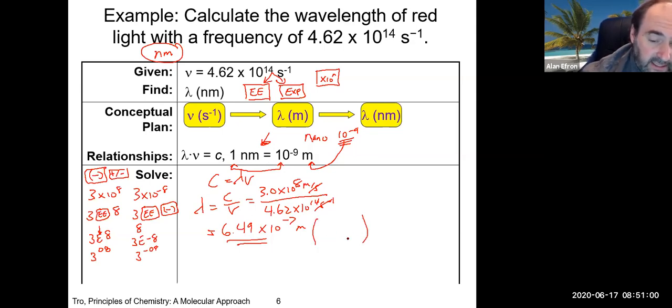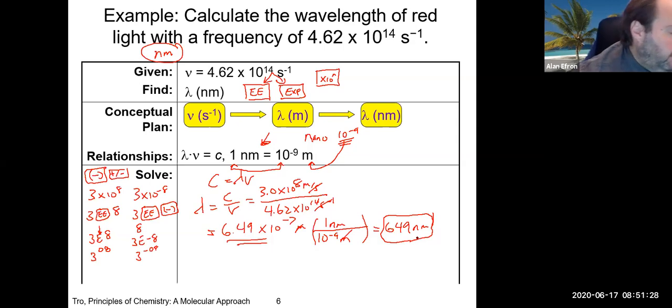So again, if we set it up with some dimensional analysis, so everything cancels out in terms of units, we would have 10 to the minus 9 meters on the bottom, 1 nanometer on top. Meters would cancel, so we're going to divide by 10 to the minus 9, and that's going to give us 649 nanometers, which is about where we would expect red light to come in. Red light, which is a visible light, is around the 700-ish region, so that is good. Any question on that calculation there?